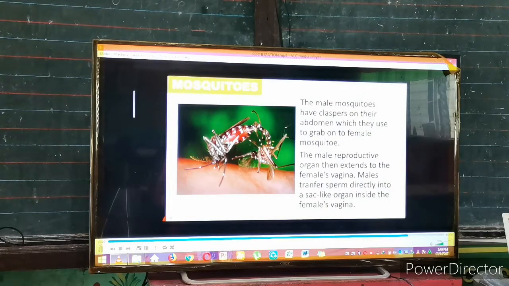Mosquitoes. The male mosquitoes have claspers on their abdomen which they use to grab onto female mosquitoes. Claspers are like something to hold onto their mate. The male reproductive organ then extends to the female's vagina. Males transfer sperm directly into a sac-like organ inside the female's body. So, like I said earlier, this is internal fertilization, which is why the male mosquito is able to release his sperm cells inside the body of the female mosquito.